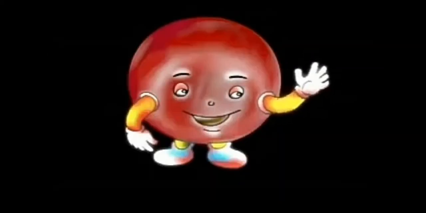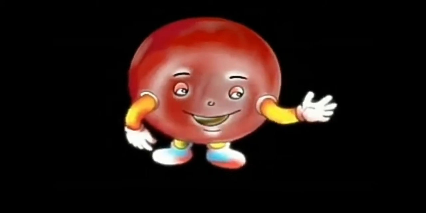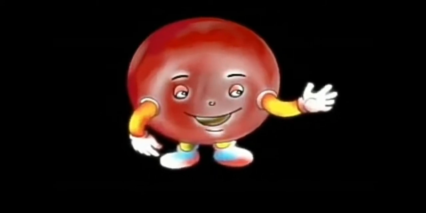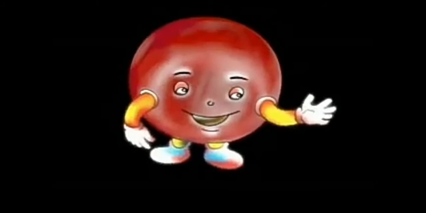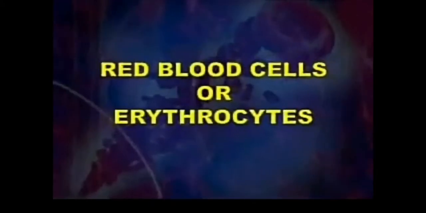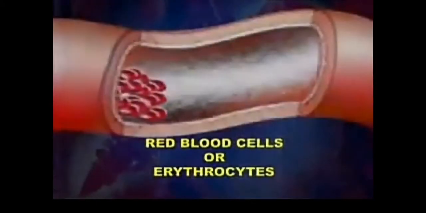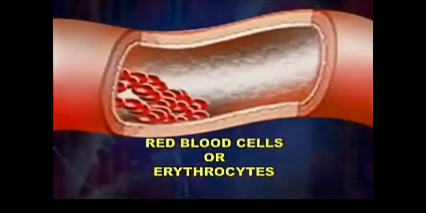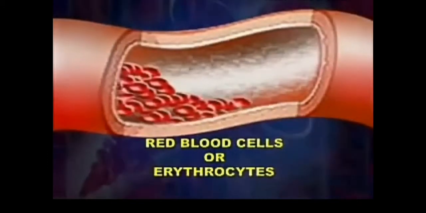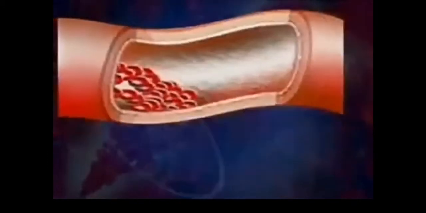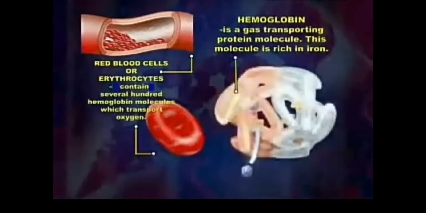Now let's talk about myself and my family. A typical human being has approximately 4 to 5 liters of blood. About 40 to 50% of the total volume of the blood is composed of red blood cells or erythrocytes. We are composed mainly of 95% hemoglobin, which is a gas-transporting protein molecule. This protein molecule is rich in iron.